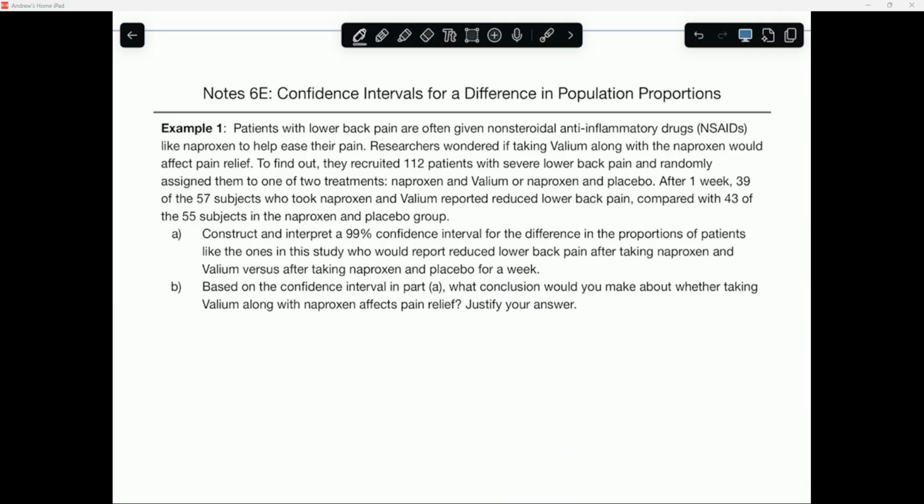After 1 week, 39 of the 57 subjects who took naproxen and Valium reported reduced lower back pain, compared with 43 of the 55 subjects in the naproxen and placebo group. Construct and interpret a 99% confidence interval for the difference in proportion of patients, like the ones in this study, who would report reduced lower back pain after taking naproxen and Valium versus after taking naproxen and placebo for a week. Based on the confidence interval, what conclusion would you make about whether Valium along with naproxen affects pain relief? Justify your answer.